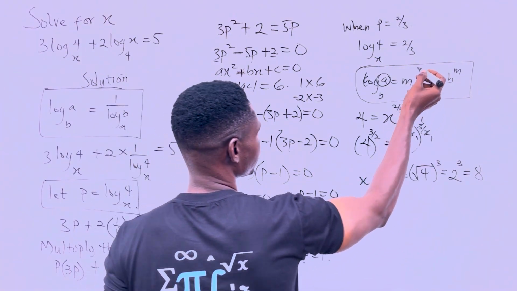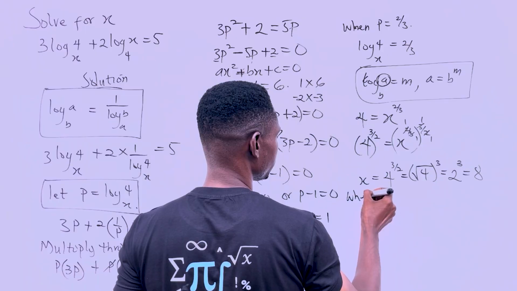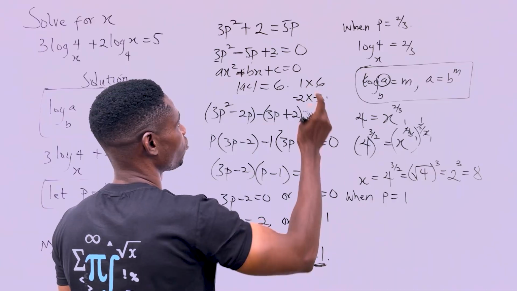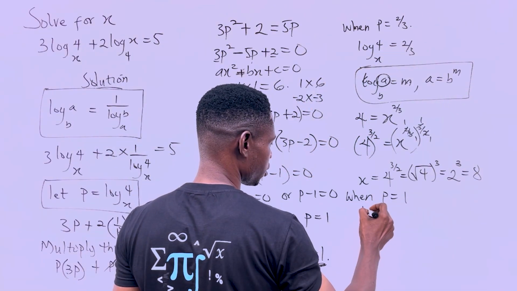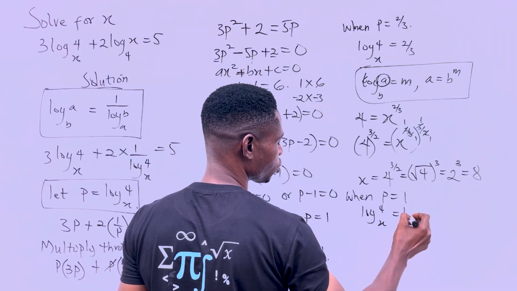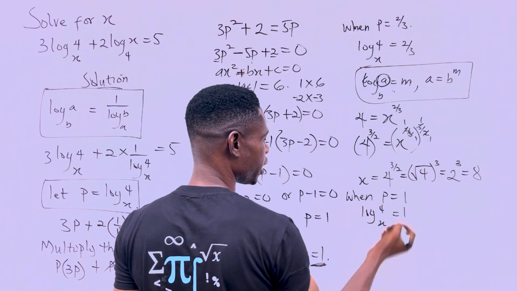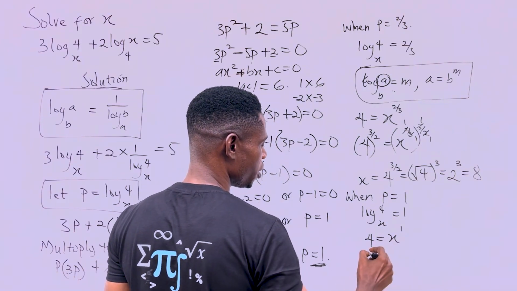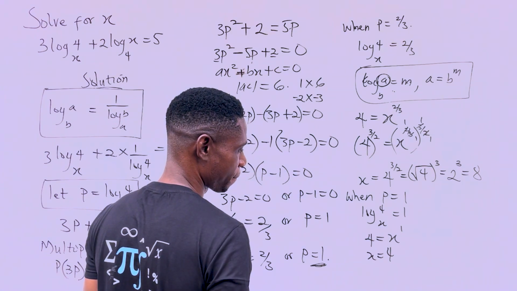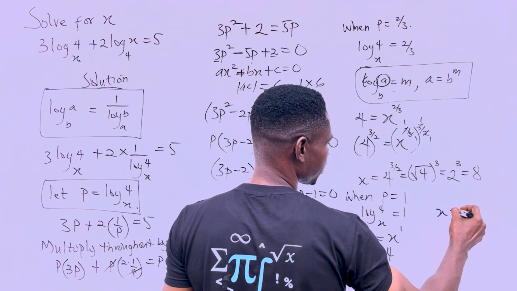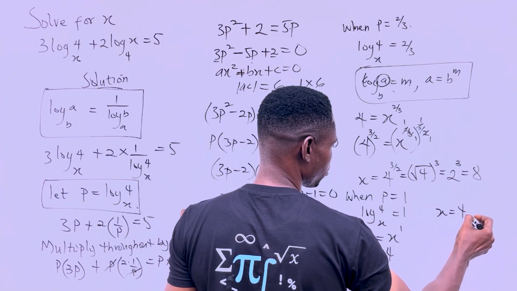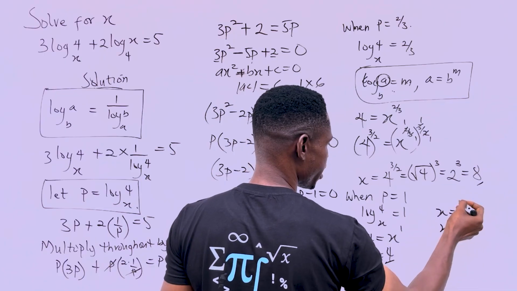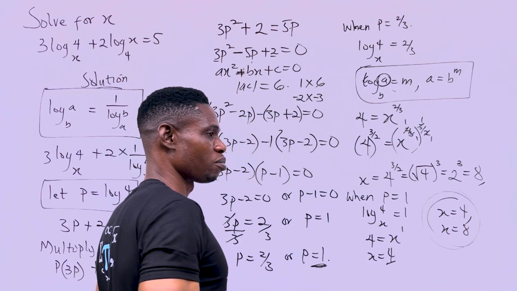Okay, in the second case, when p is equal to 1, we'll bring back our log 4 base x is equal to 1. Applying this law again, our 4 will be equal to x raised to power 1, meaning x is equal to 4. So x is either equal to 4 or x equal to 8. So 4 and 8, that's the solution to the problem.